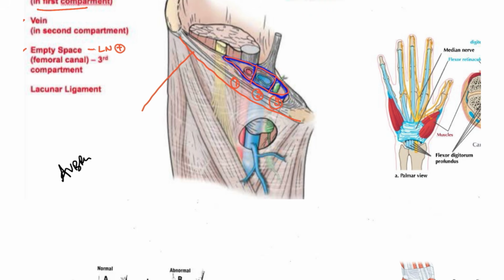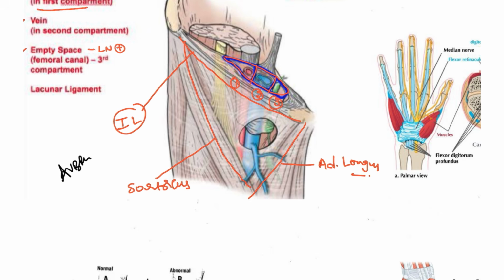Superiorly, this is the inguinal ligament, right? And what is this structure? This is the sartorius, right? Also known as your honeymoon muscle, and this is your adductor longus. These are the important structures, and here you can see this is the femoral triangle and femoral sheath.